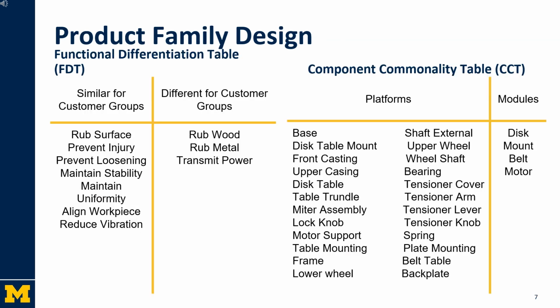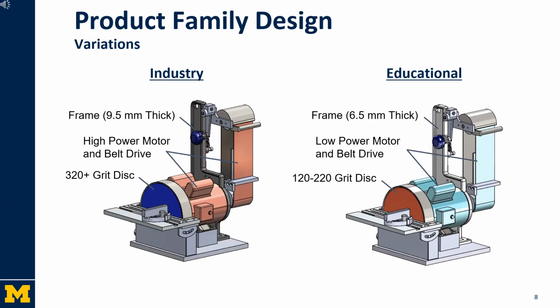Looking at the product family design, the sander will have different functions and components depending on the customer group. You can look at the different functions in the FDT on the left and different components on the right in the CCT. There are two variations of the product based on the customer. Industrial manufacturers are the primary customer and the academic institutions are the secondary customers.